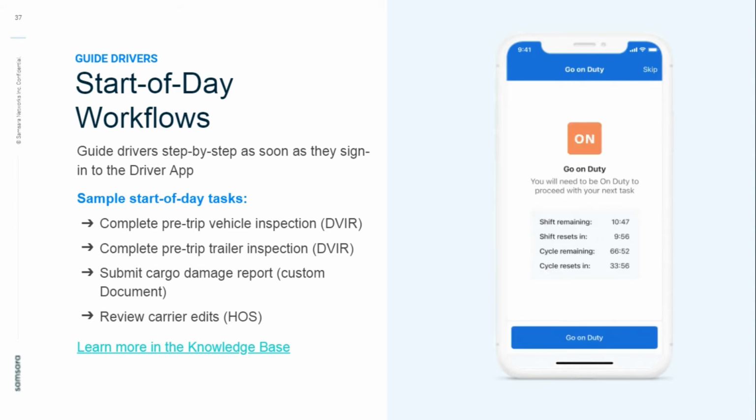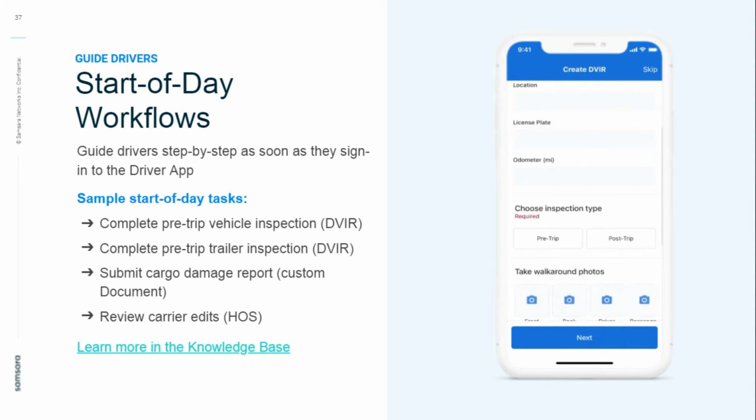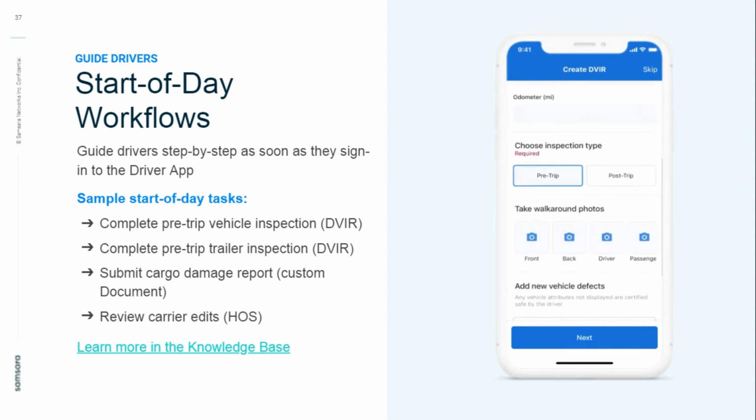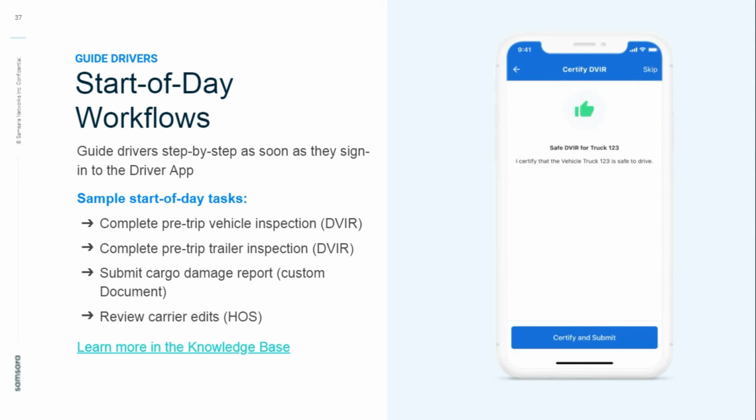That includes things like maybe performing a pre-trip vehicle inspection, completing a pre-trip trailer inspection, or let's say you want them to submit a cargo damage report and you want them to complete a custom document. Whatever task you want to set at the beginning of the day, you can use Workflow Builder to create that task list.